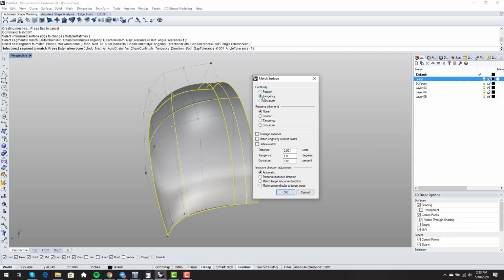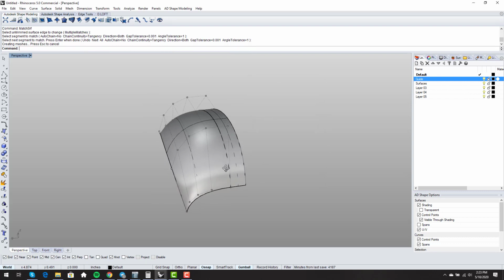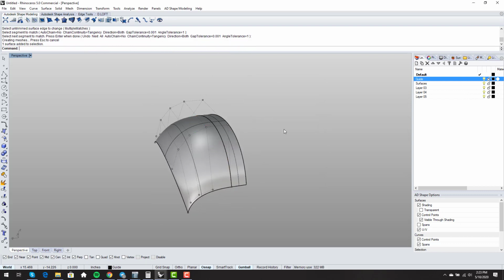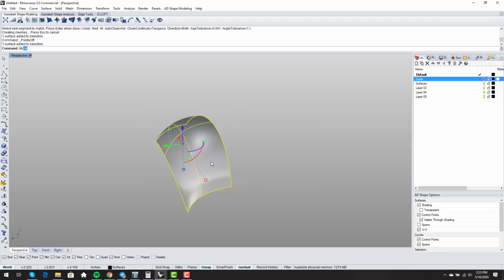You would think, I want this to be curvature continuous, shouldn't I select curvature? And the answer to that is no. Actually, what you want is tangent continuous, and let me explain why. So I'm going to set it to tangent, and then I'm going to hide my guide surface and mirror this thing over.